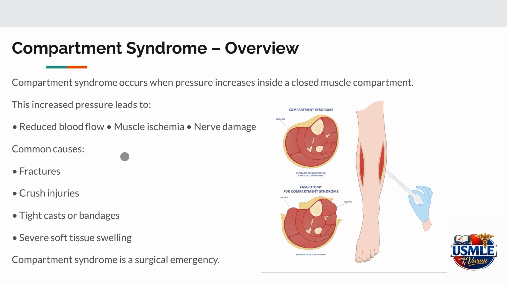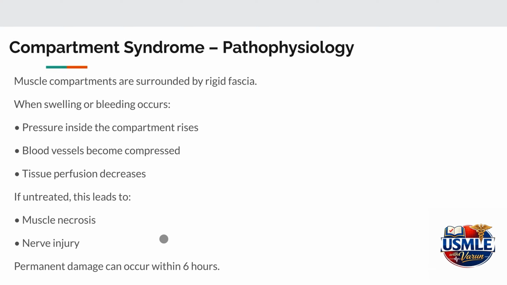Common causes include fractures, crush injuries, tight casts or bandages, and severe soft tissue swelling. This condition is extremely important because it represents a surgical emergency. If compartment syndrome is not treated quickly, it can lead to permanent muscle damage and nerve injury. So compartment syndrome is definitely a surgical emergency.